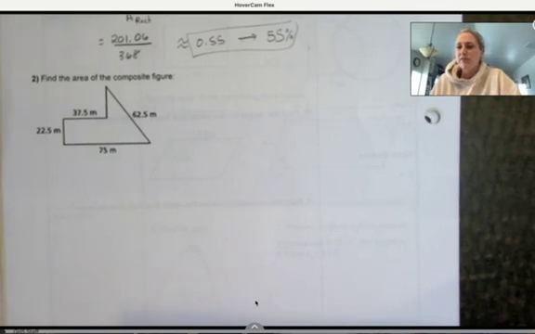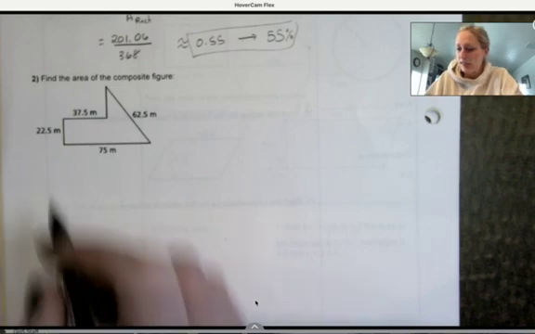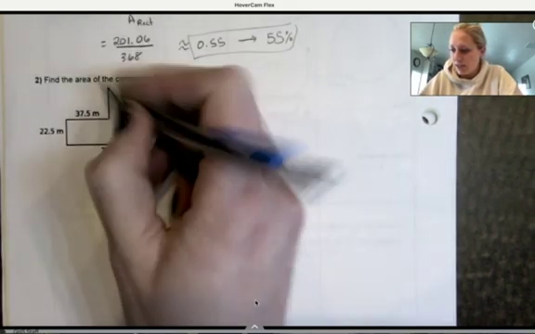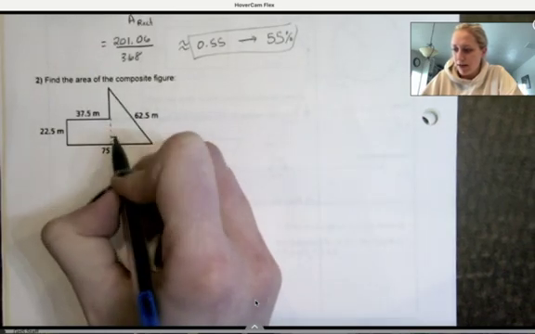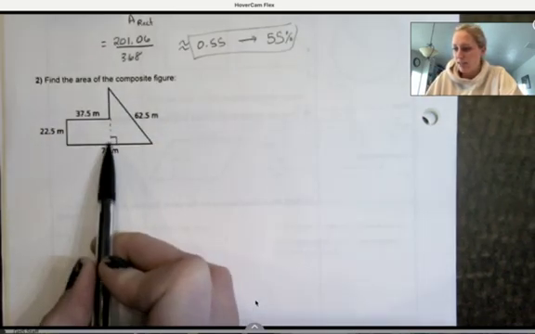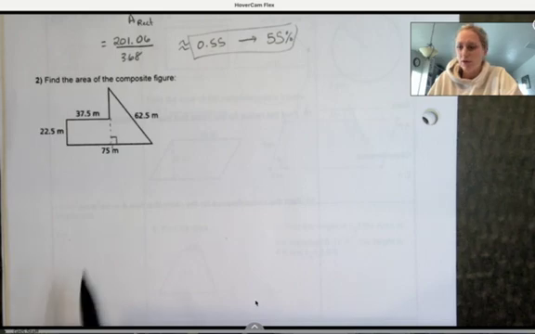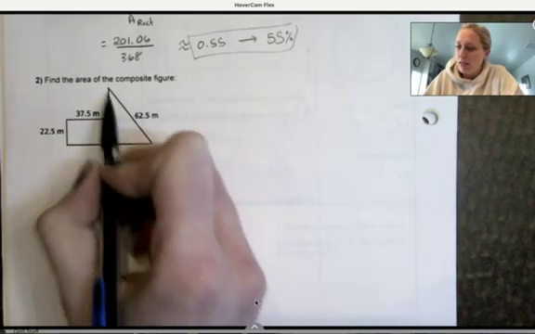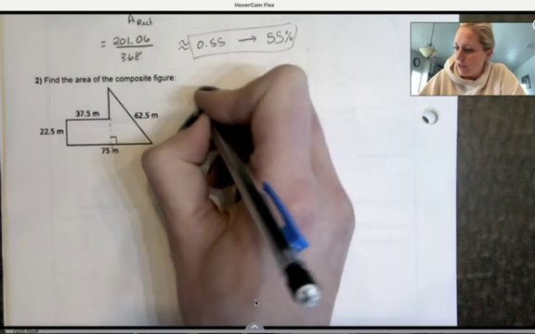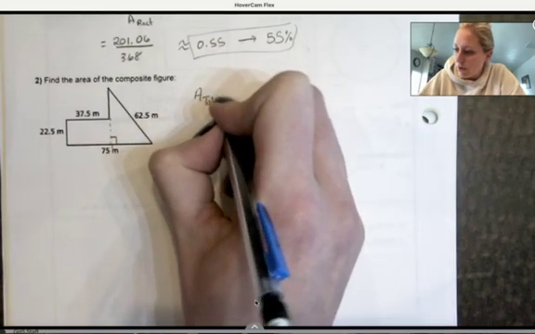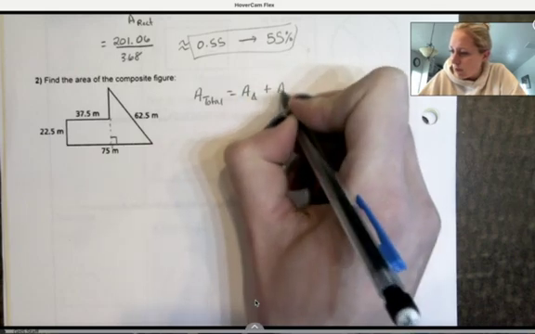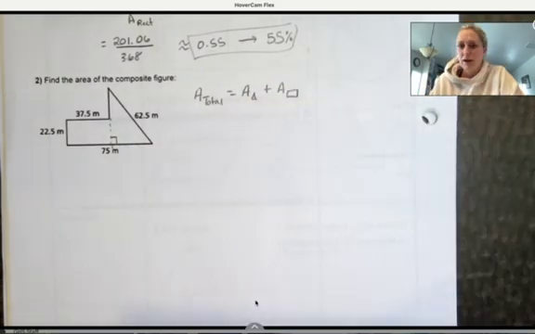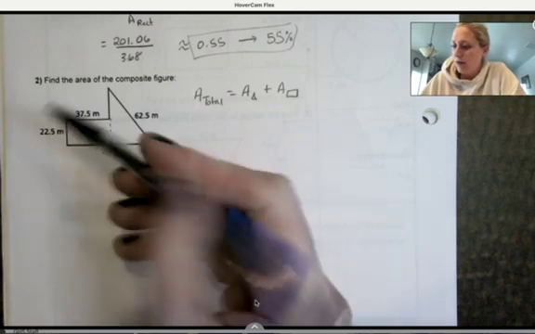Okay, another composite figure we're asked to find the area for. So you can kind of see that I have a rectangle here, and then I have a triangle, and it's actually a right triangle if I drop that straight down, right? Because this rectangle has to also have a right angle. So the rectangle plus the triangle is going to be the total area. So I'm going to say area total is area of the triangle, I'm just going to use some symbols here, plus area of the rectangle. Okay, so let's start with area of the rectangle.